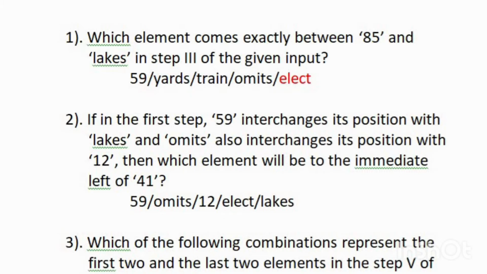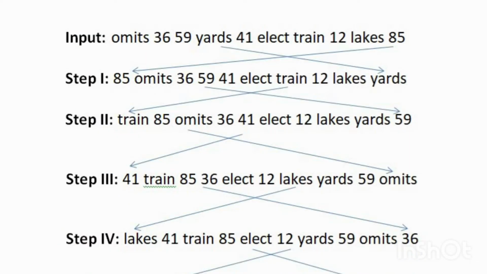Now going to the second question. If in the first step 59 interchanges its position with lakes and omits also interchanges its position with 12, then which element will be to the immediate left of 41? So going to the first step. In the first step, 59 is interchanged with the word lakes, and omits is interchanged with the number 12. So it will be like this, that is omits is interchanged with 12, and 12 with omits, and lakes is interchanged with 59, and 59 with lakes.